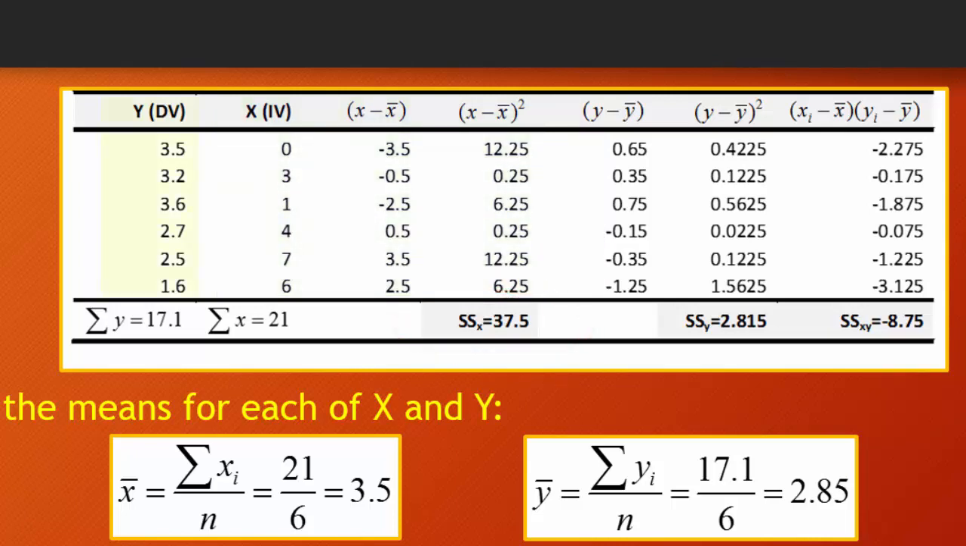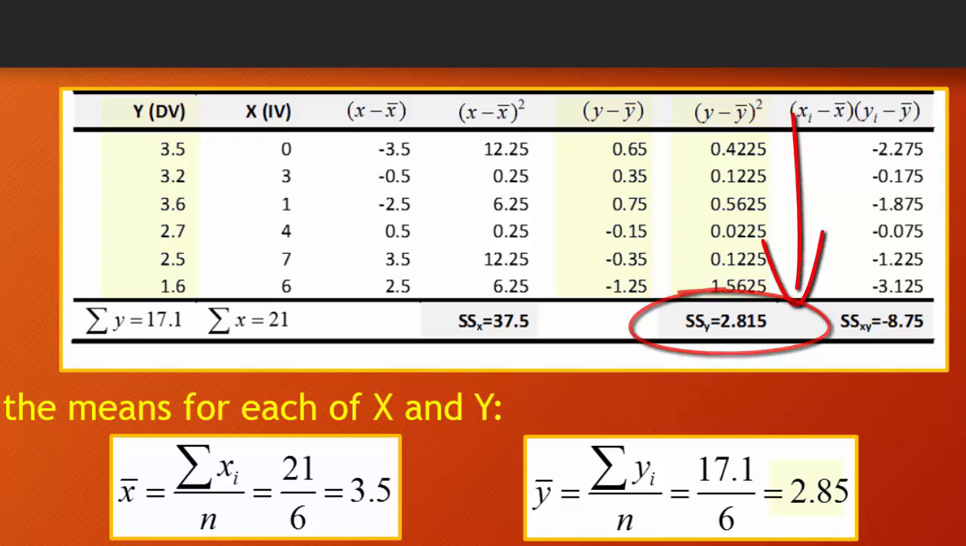Then repeat the process for just the y's. So we have where y is 3.5, and y bar is 2.85. 3.5 minus 2.85 is 0.65. When squared it is 0.4225, etc. All the way down to 1.6 as a GPA. Minus 2.85 is negative 1.25. When squared it is 1.5625. Sum them all.